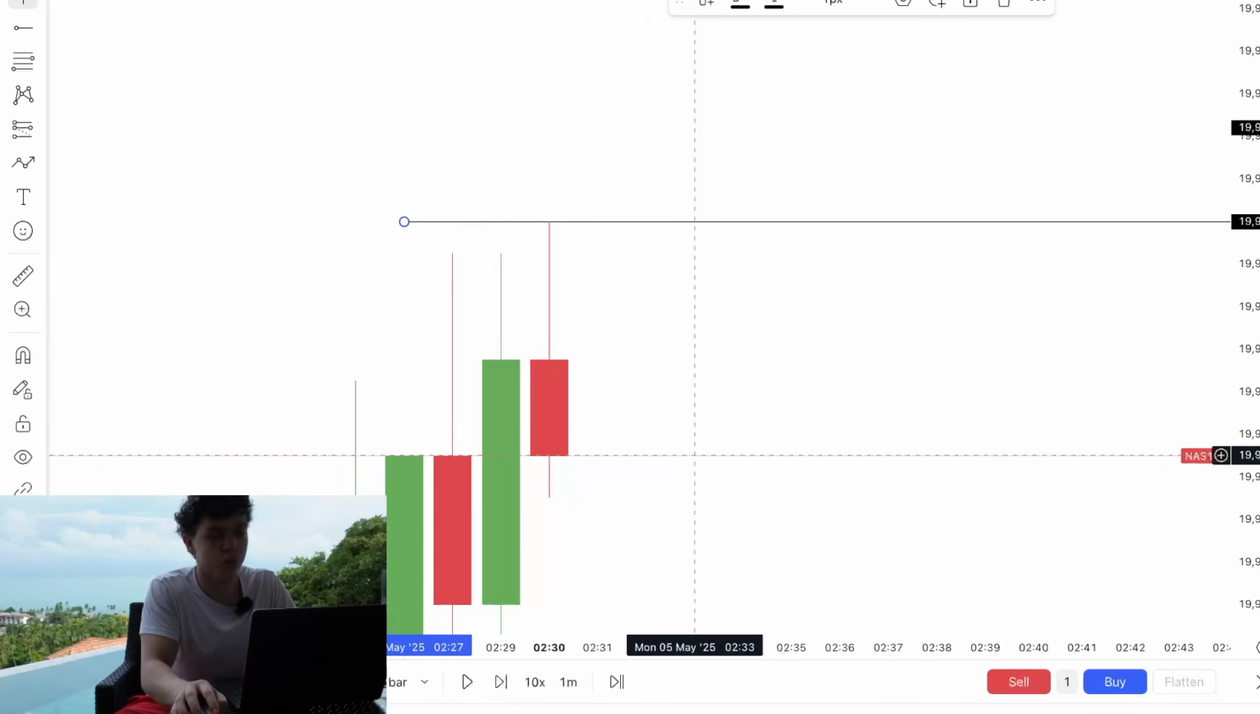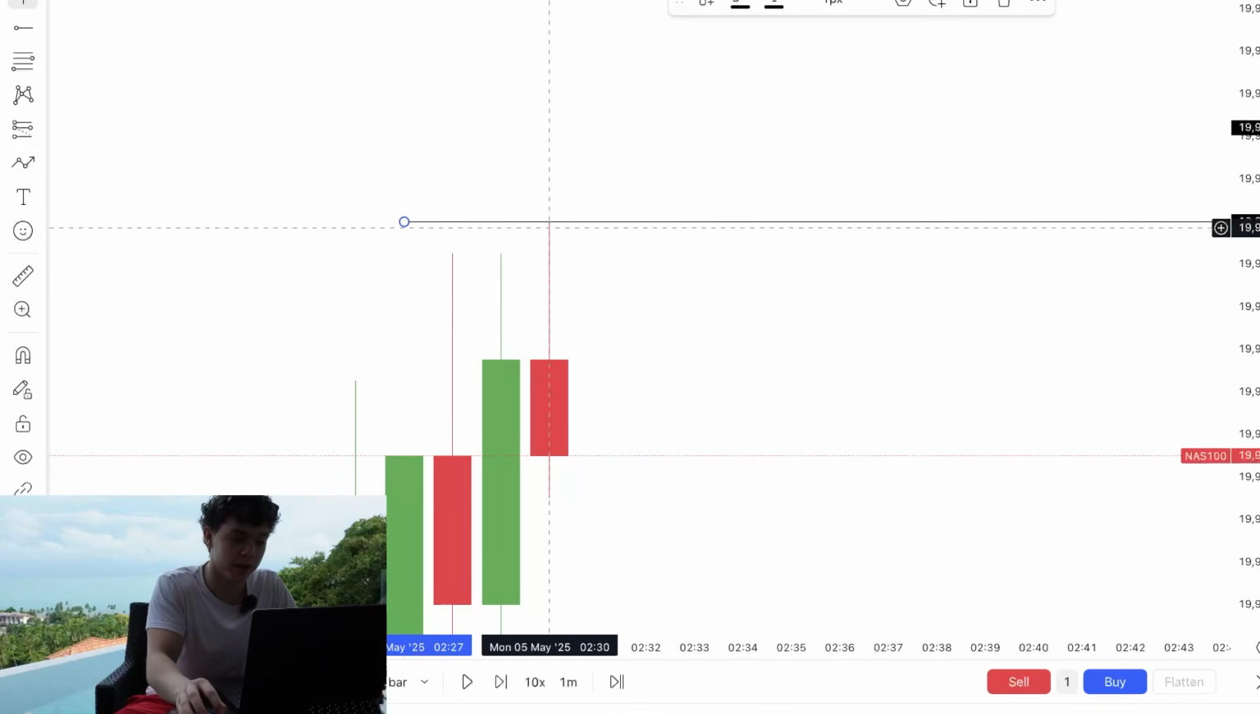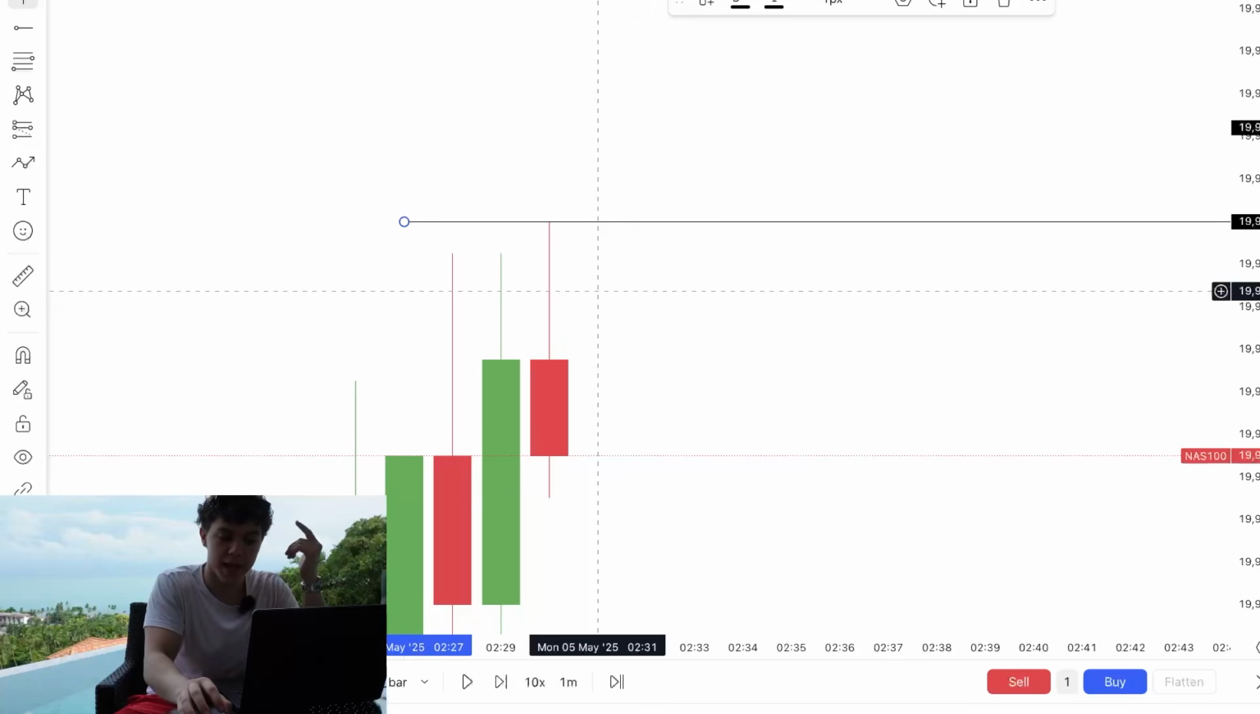Now, you may wonder, why am I placing the high above this down candle? Well, it's for the simple fact that a high is created by 2 candles, and you have to choose the most prominent high, the most prominent wick.